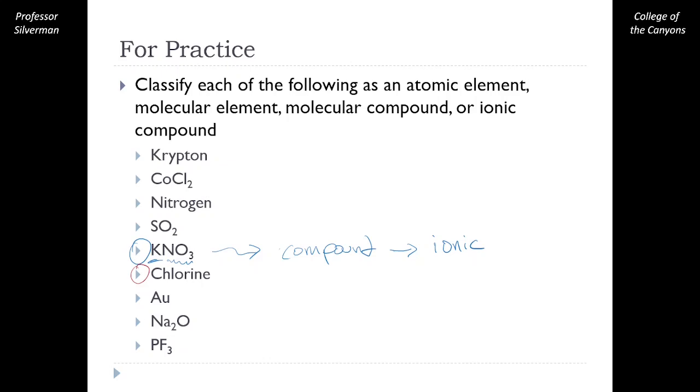Our next example is chlorine. Chlorine is on the periodic table, so it has to be an element. For our elements, we either have atomic or molecular. Chlorine actually exists as Cl2, which we get to know. And so this is a molecular element.